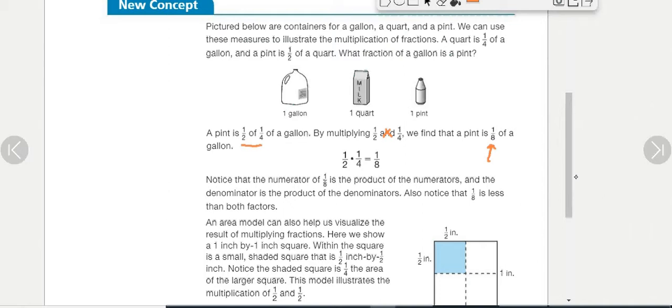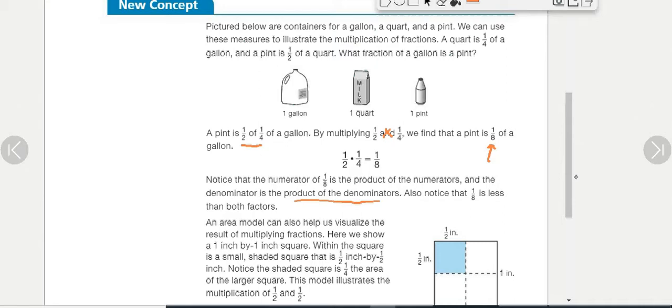Notice the numerator of 1/8 is the product of the numerators, and the denominator is the product of the denominators. It's not like add and subtract, where you don't put together the bottoms and they stay the same. You do work the bottom here.